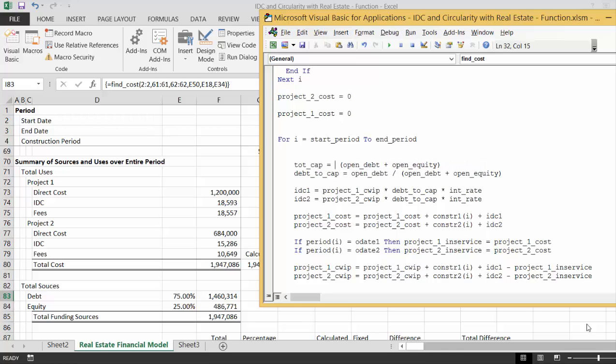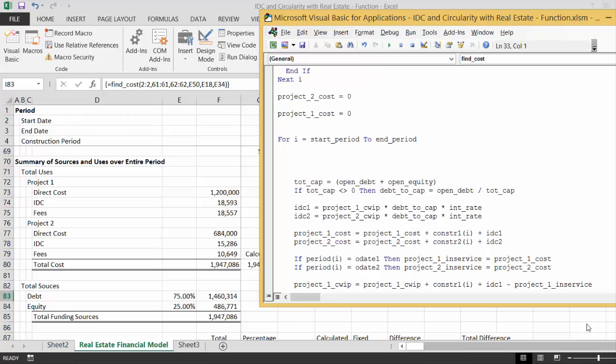And we can put down here: if total capital is not equal to 0, then we do this. Now, that means we have to find the total debt, the opening debt and the opening equity.